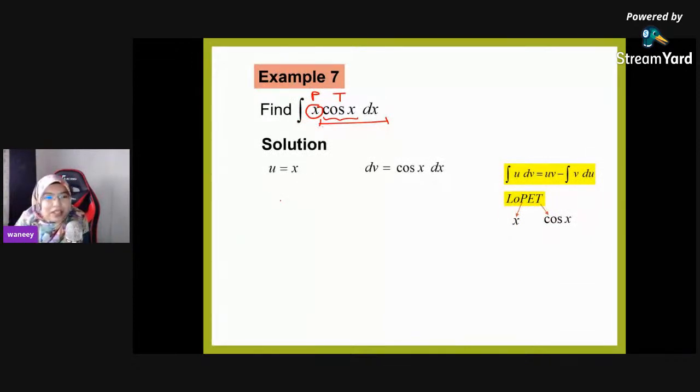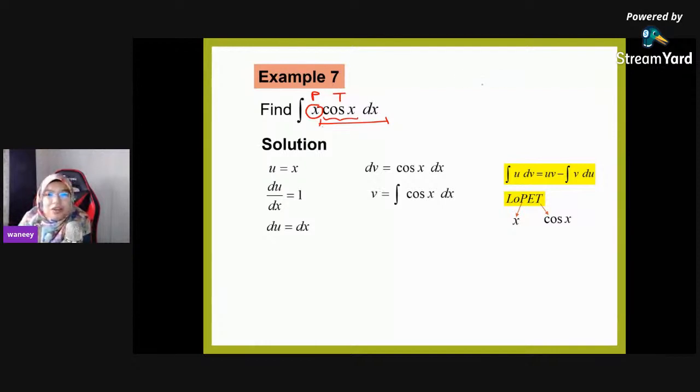Okay, differentiate u. That will be very easy. Differentiate u. du over dx is equal to 1. That means du is simply equal to dx. And so now what about dv? dv is equal to cos x dx. Integrate them. So integrate dv tu tak payah fikir banyak lah. Terus je dv. So now we got to integrate cos x dx.